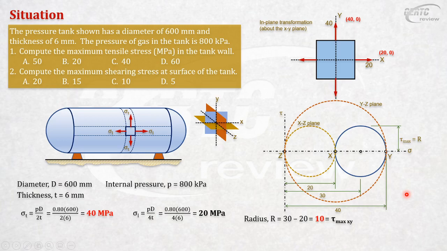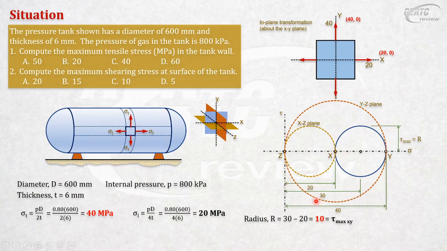So it depends on the plane that you're considering. The plane that we consider here is only the XY plane, because the problem says only the surface of the tank. So the maximum shearing stress at the surface is R. But the maximum shearing stress in the wall in any direction is actually this.